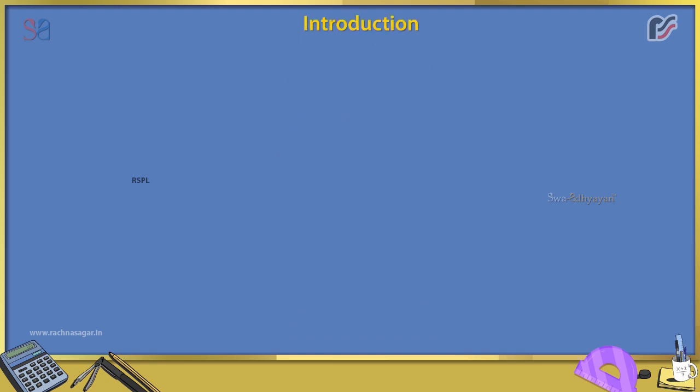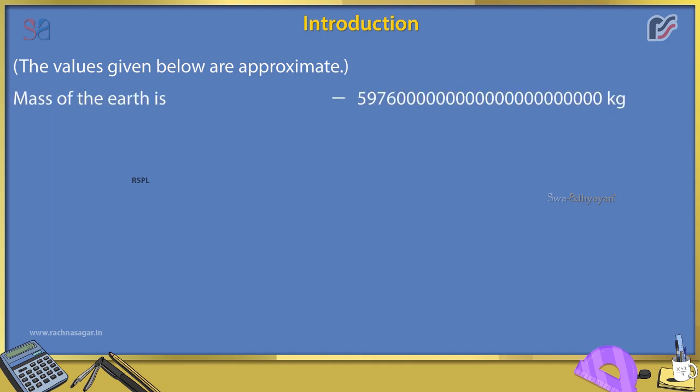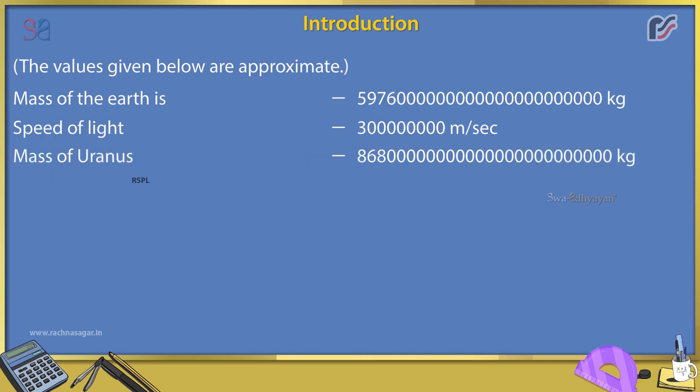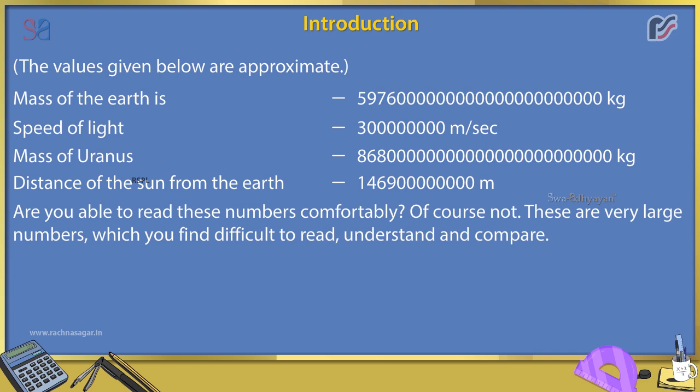Introduction. The values given below are approximate. Mass of the Earth, mass of Uranus, 86823 times 10 to some power, distance of the Sun from the Earth, 14698 times 10 to some power. Are you able to read these numbers comfortably? Of course not. These are very large numbers which you find difficult to read.